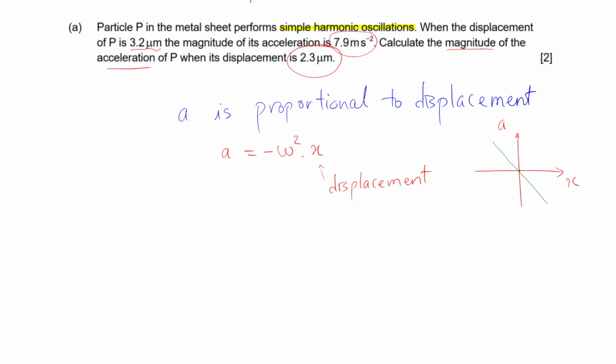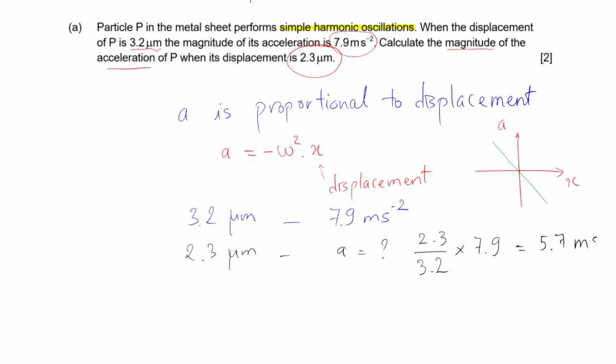And so when the displacement is 3.2 micrometers, we have the acceleration is 7.9 meters per second squared. Now the displacement is 2.3 micrometers. The question is what is the new acceleration? It is simple, right? A proportional relationship. So a is 2.3 over 3.2 multiplied by this acceleration 7.9, which equals 5.7 meters per second squared. Question A is done.